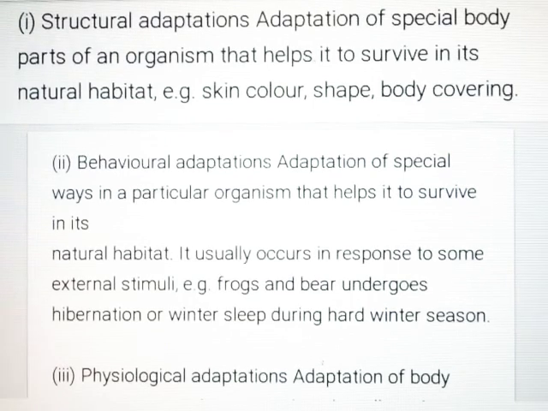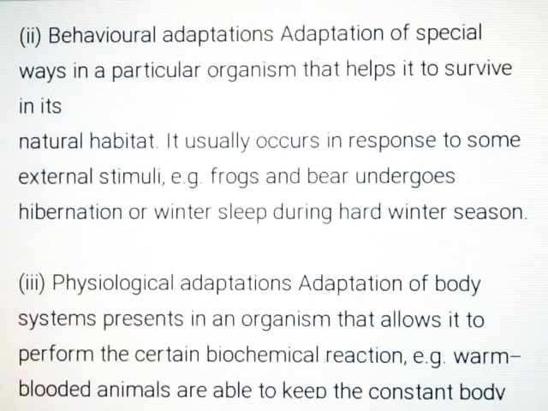Second, behavioral adaptation. Adaptations of special ways in a particular organism that helps it to survive in its natural habitat. It usually occurs in response to some external stimuli. Example, frogs and bears undergo hibernation or winter sleep during the hard winter season.